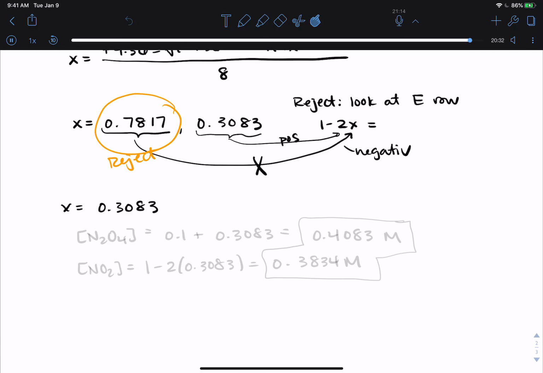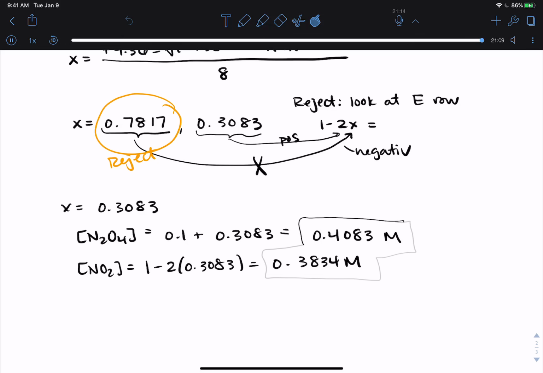I need to plug this fully into the equilibrium row. So my N2O4 concentration is going to be 0.1 plus x, 0.3083. So 0.4083 molar. And my NO2 concentration is 1 minus 2 times 0.3083. And that value is 0.3834 molar. So these are my concentrations at equilibrium.